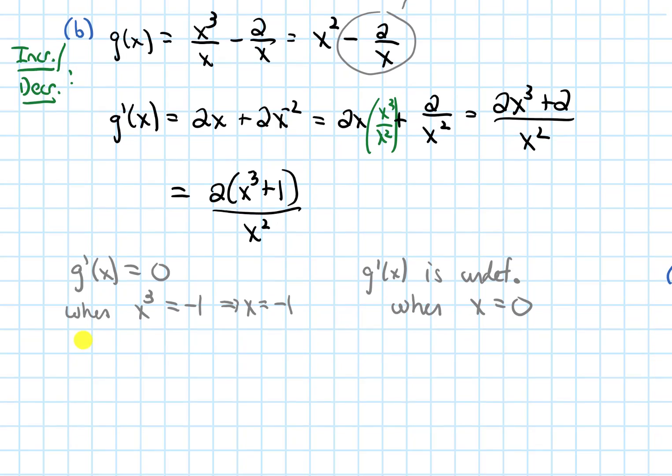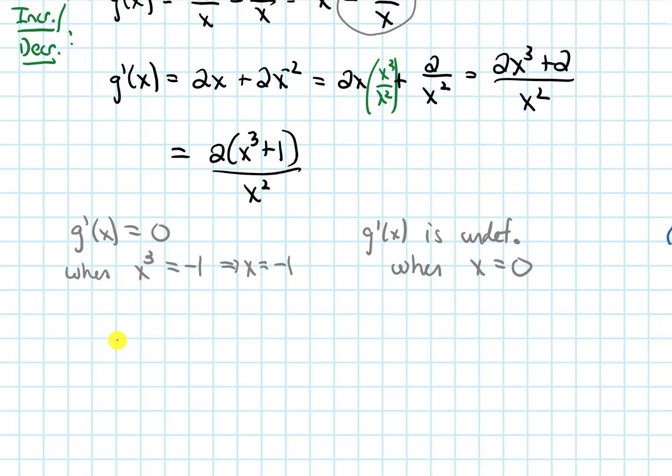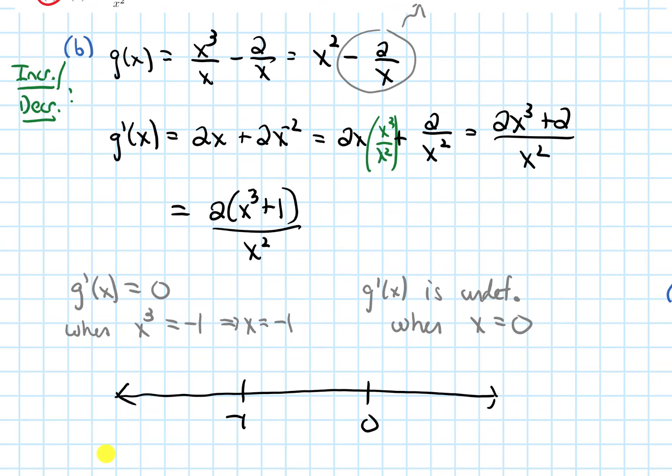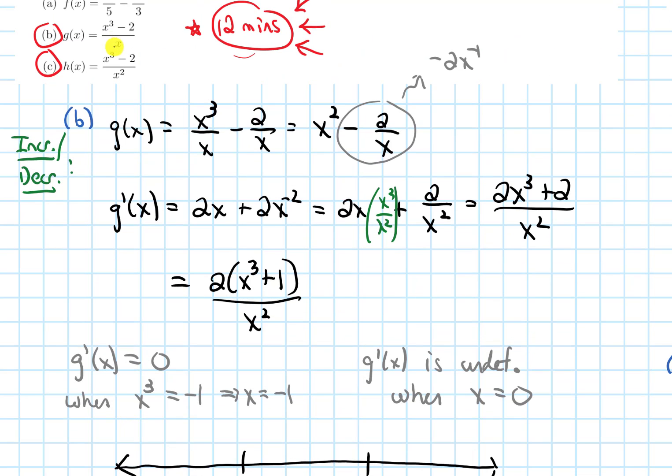These are now going to go on a number line. Okay, so I'm going to make a number line. I'm going to put negative 1 on it and 0 on it. Any value that makes the derivative either equal 0 or that makes it undefined goes on the number line, even if it's not in the domain of the original function. So like 0, for example, is not in the domain of the original function. It still goes on the number line because it's still a place where the derivative is undefined.